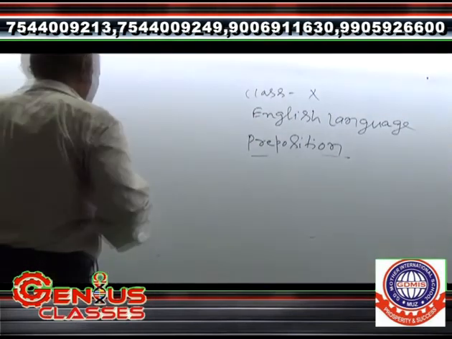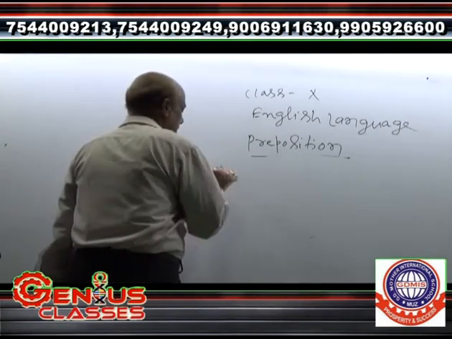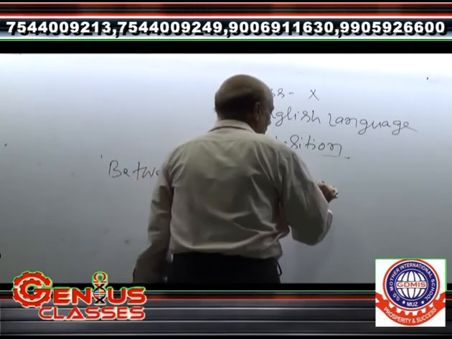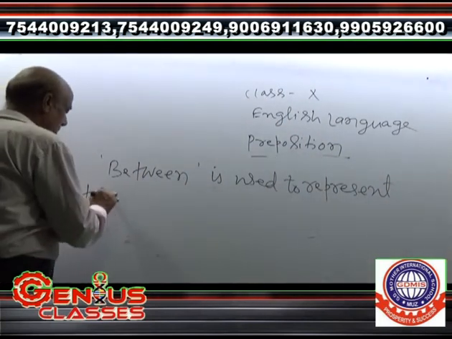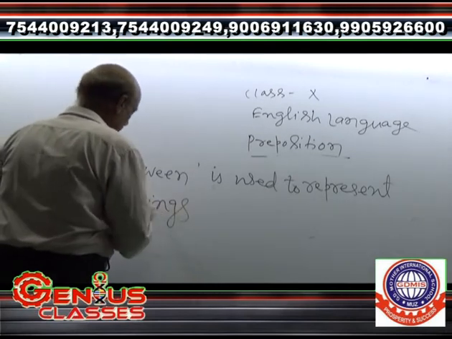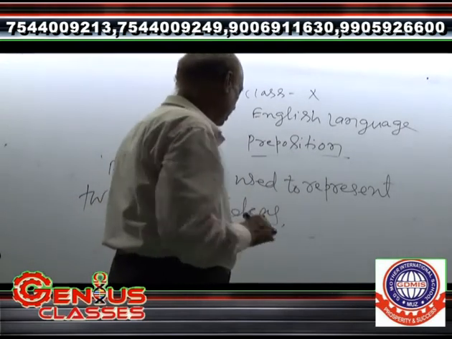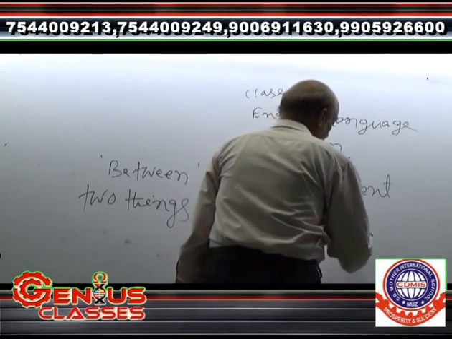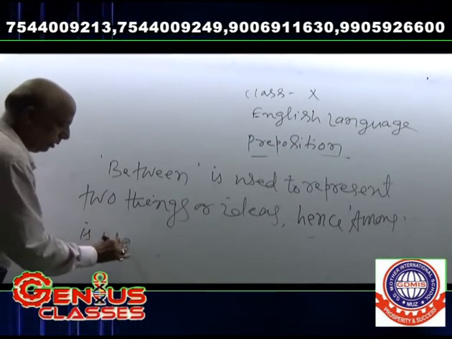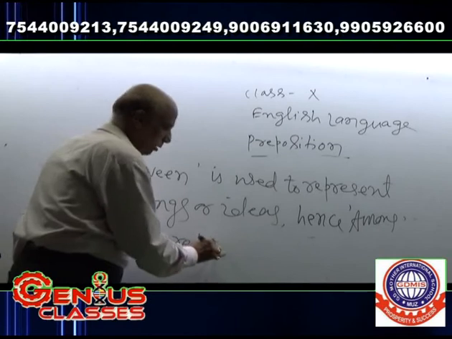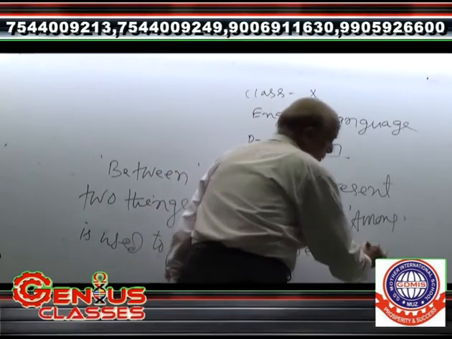Between is used to represent two things or ideas. Whereas among is used to represent more than two.